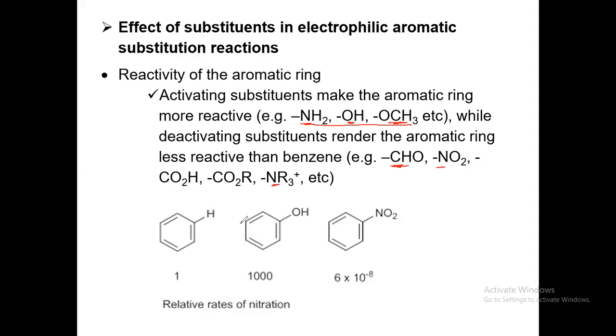Assuming the reactivity of benzene is 1, if you compare benzene to phenol, which has OH on it, it is 1,000 times faster. That means the reactivity has been enhanced by this substituent. Now, if you compare that to nitrobenzene, that's a lot slower: 6 times 10 raised to the power -8, very slow. And that shows the effect of substituents on reactivity. Very simple. Good.